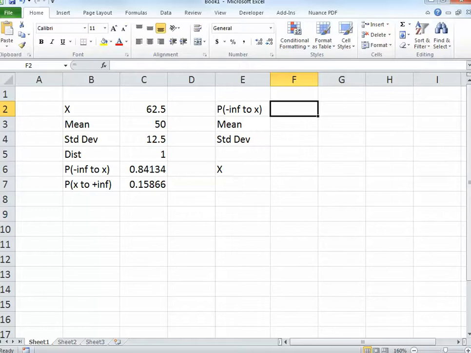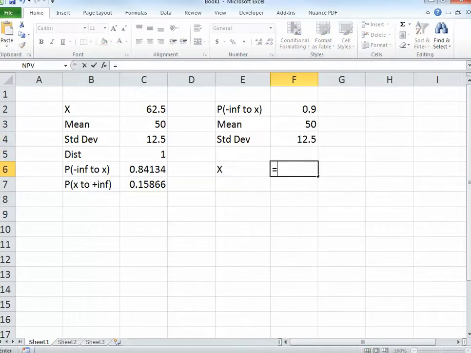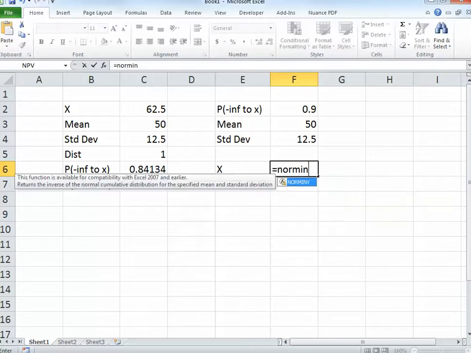So if Patty needs to be in the top 10%, that means the probability from negative infinity to x would be the lower 90%, or 0.9. The mean, as we know previously, is 50, and the standard deviation is 12.5. So the function we're going to use this time is norm inverse.